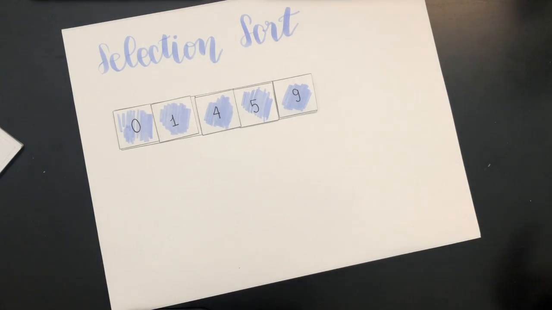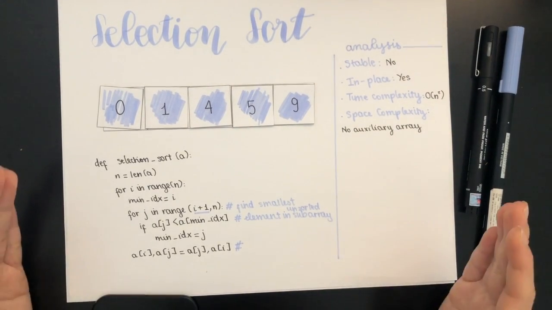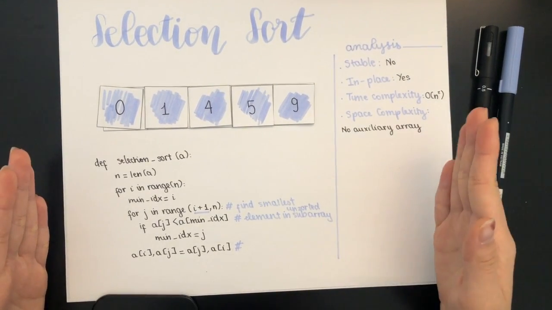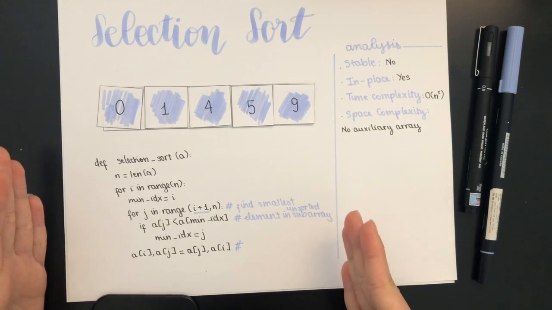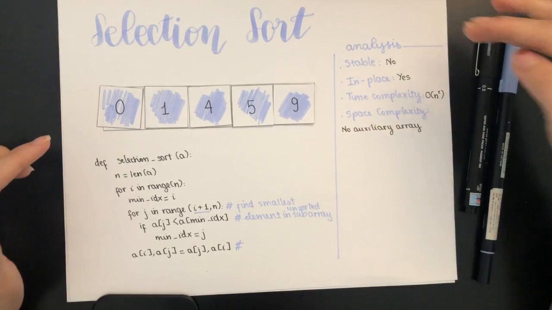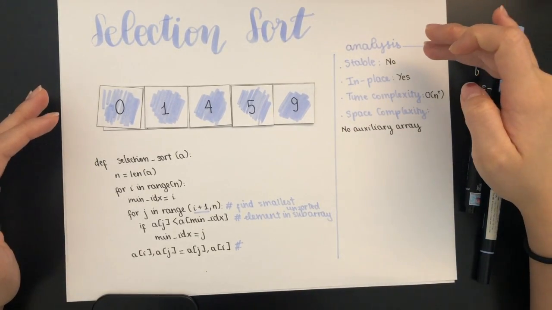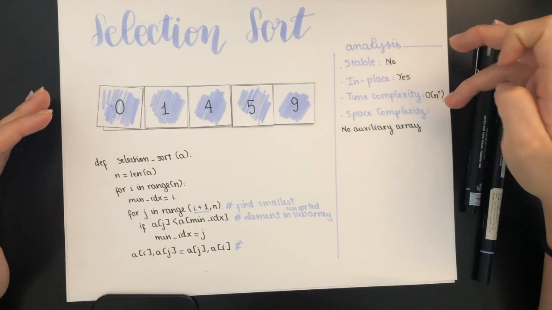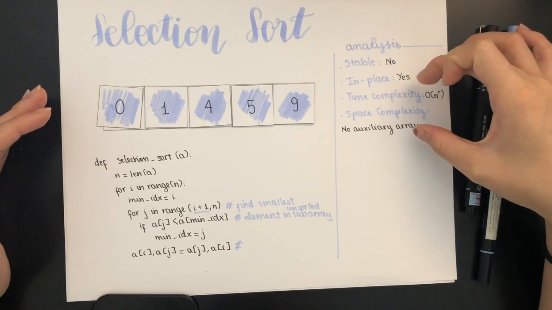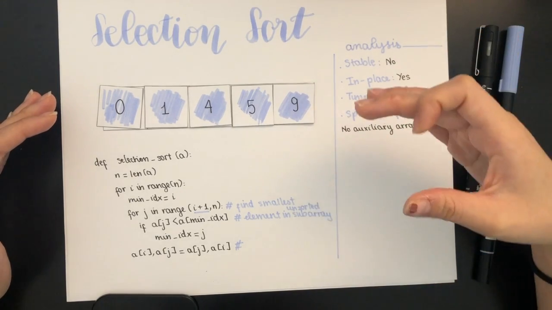Let's write down the code together. As we can see, we now have the code and the analysis. The code demonstrates the idea we have just discussed with our example above. For the analysis, selection sort is traditionally not stable. In place and space complexity are talking about the same thing. That is, we don't really need any auxiliary array to do selection sort.